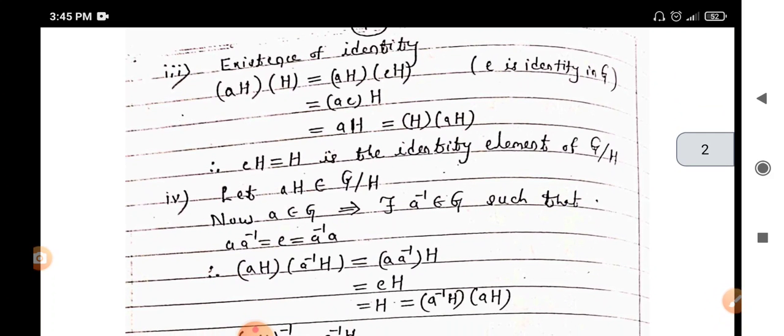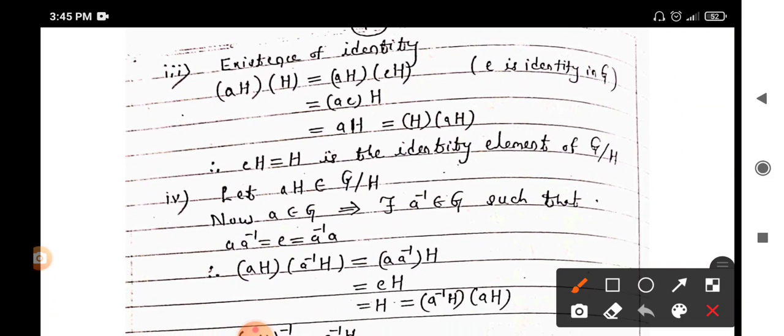Now consider the existence of identity, that is aH into H, where H can be written as eH. Again from the definition, aH into bH equals abH, therefore it becomes aeH, which is equal to aH, which is the same as Ha H. Therefore eH, that is H, is the identity element of group G by H.